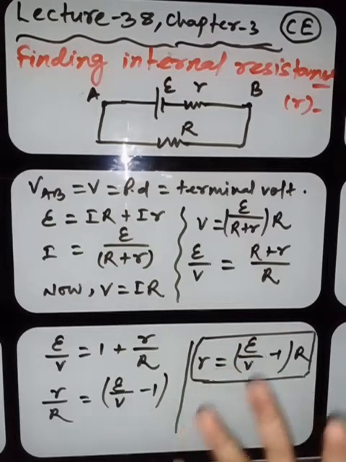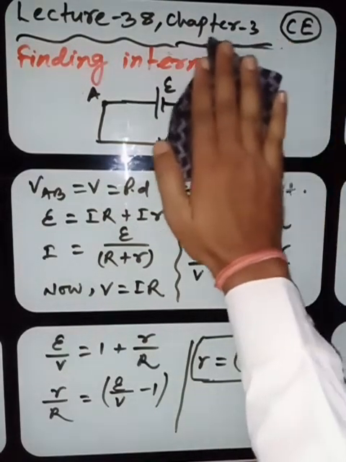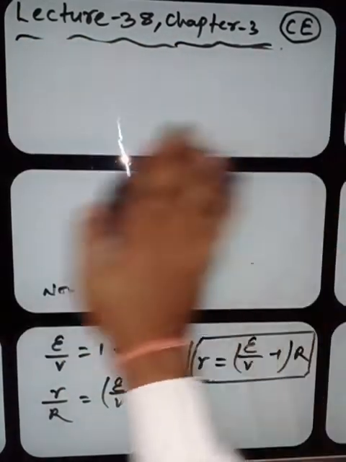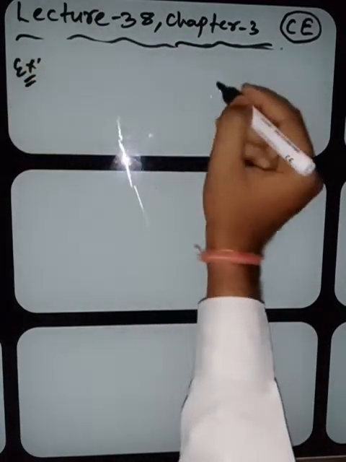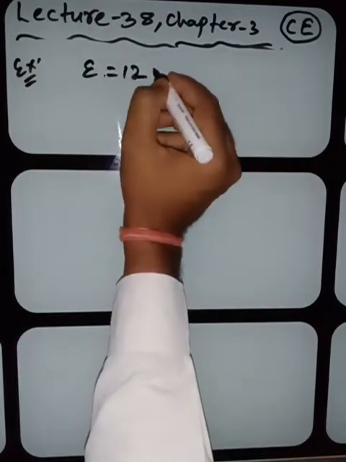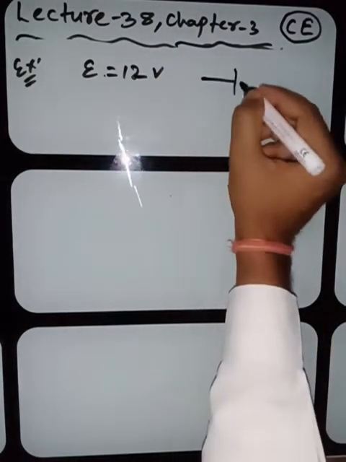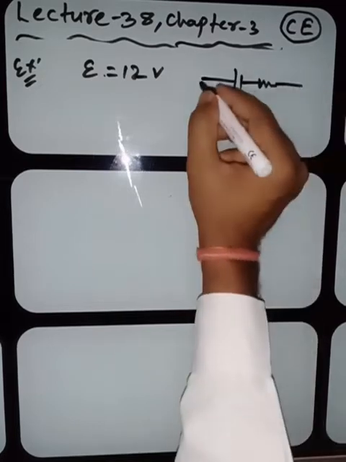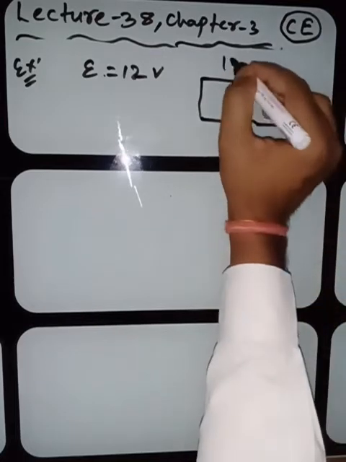Okay, so can we solve a very simple question, my dear students? I'm giving you a simple question. Kindly note down this one. Write down the question, my dear students. This is the example. A cell of EMF 12 volt is connected to a resistor.